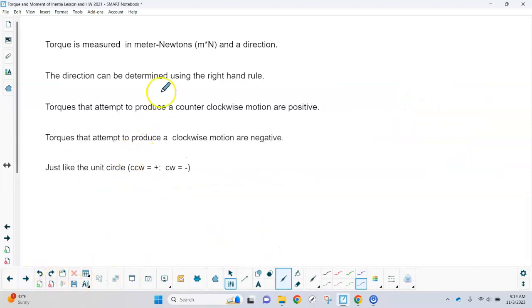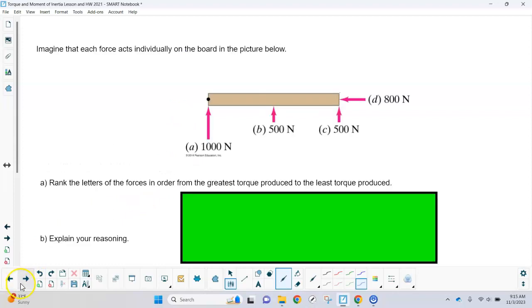All right. And I think I jumped the gun here. So torque, measured in meter newtons, we did that unit, has a direction. We use the right-hand rule. So we can use the right-hand rule and use our thumb for the direction. Or if we're just talking about clockwise and counterclockwise torques, that's fine.